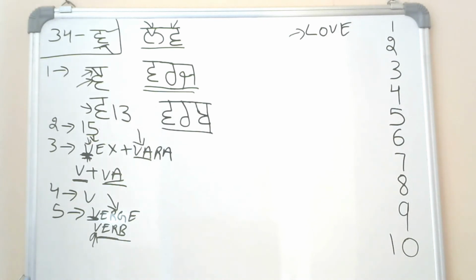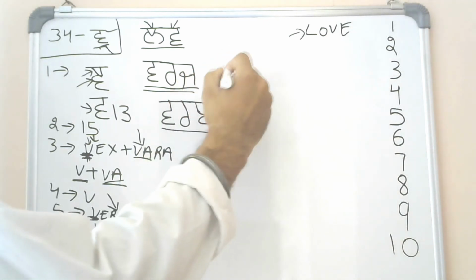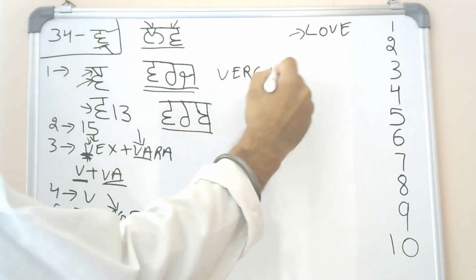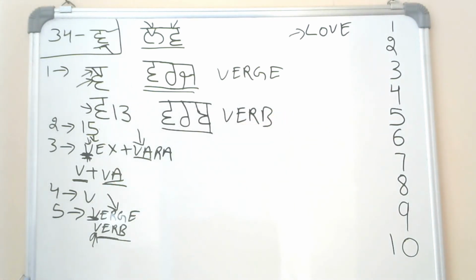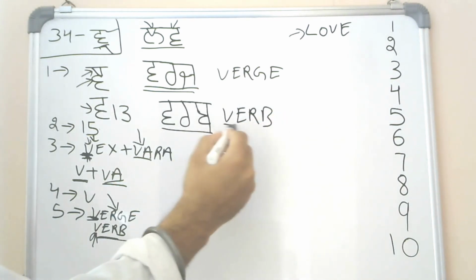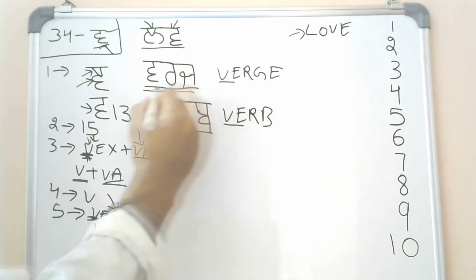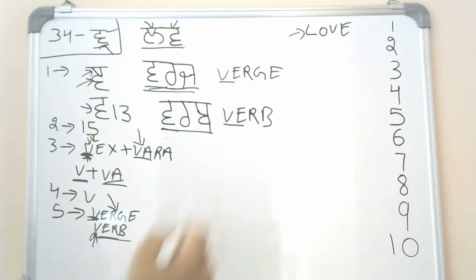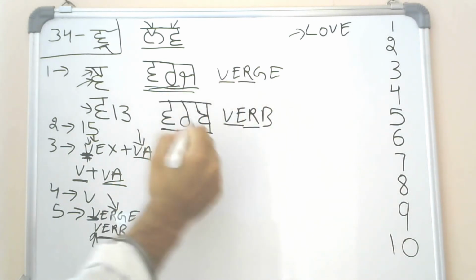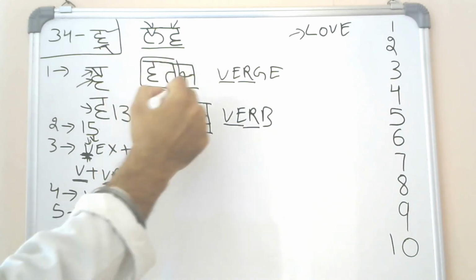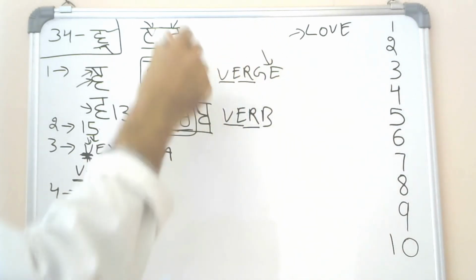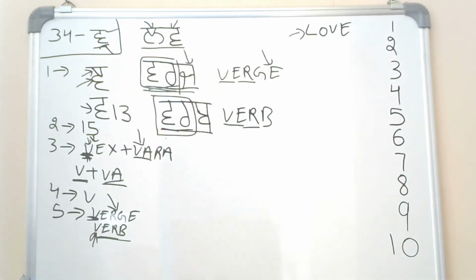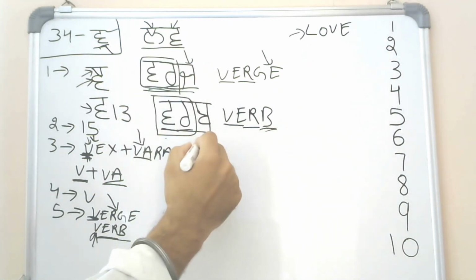Now let's try to have it in a more easy way. I will write verge here and then I will write verb here. If you see it closely, we have the sound of ver, ver, and then we have the sound of r. These two letters are similar in both the words, but the last letter is different. Here the sound is j. This will give you the sound of j. Here the sound is b. It will give you the sound of b.